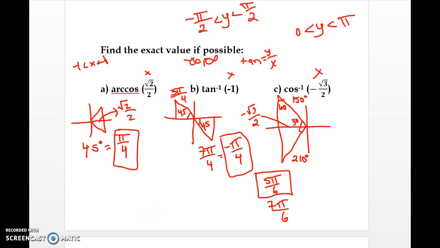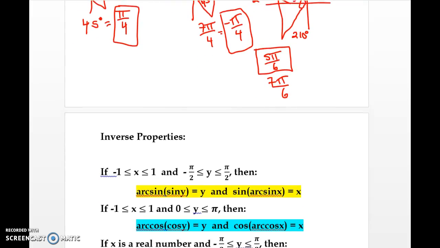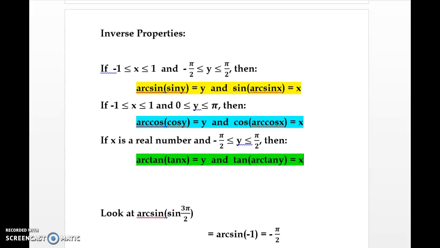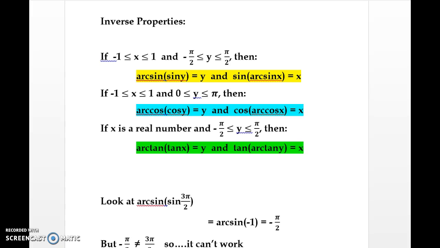Okay, so moving forward from here, this is where I think things got really confusing. There was a typo, and what it should have been is the arcsine of sine y equals y, and the sine of arcsine of x equals x. I had x and y switched here, which is why I think you guys were getting confused with the domain and range, and then I wasn't understanding because I didn't realize I had switched the variables. So I apologize for that. So this is the correct way.